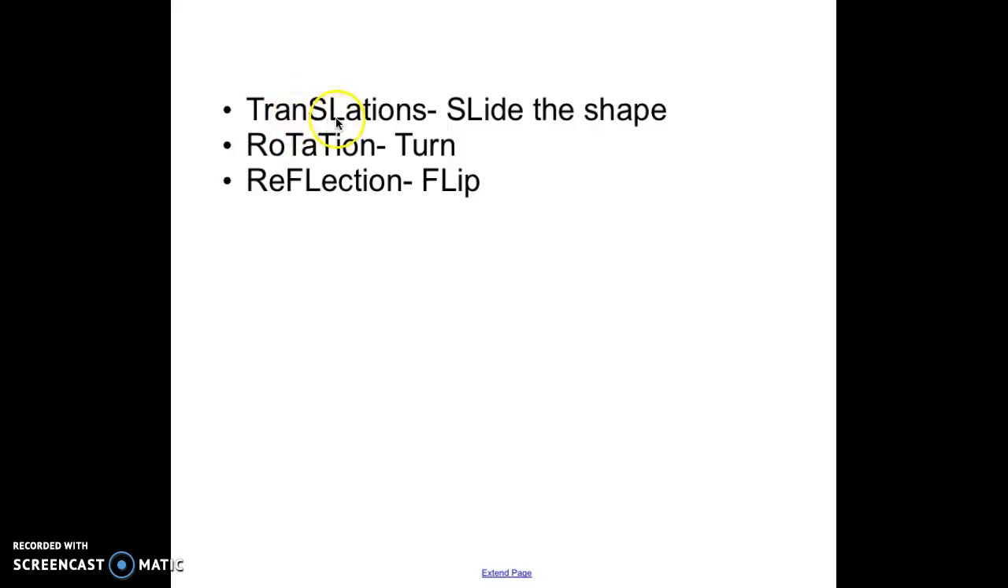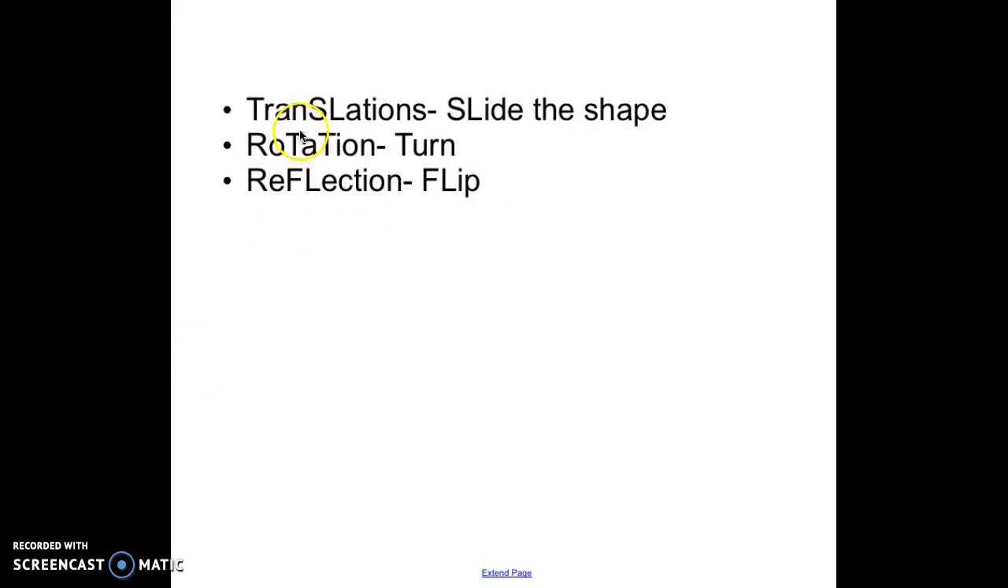A translation is a slide of the shape. Translation is a slide. Rotation, capitalize those 2 T's, is a turn. It's turning around a point. A reflection is a flip across the line. We'll come back and I'll have you review those before we finish this lesson.